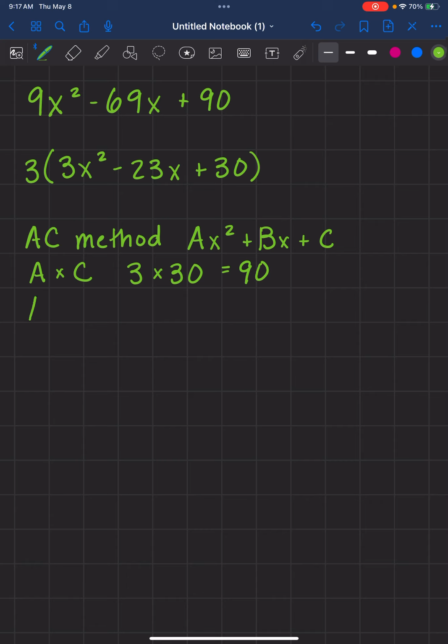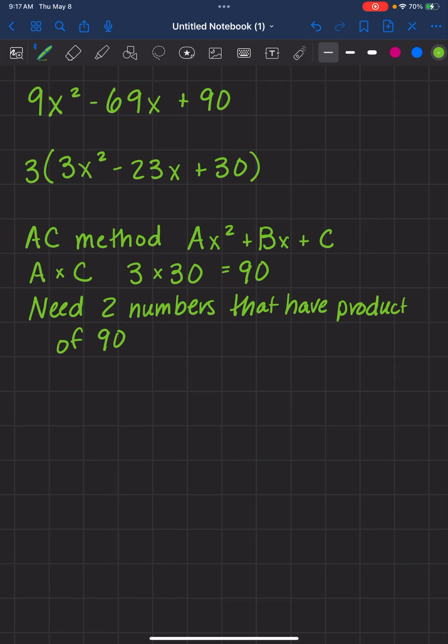So we need two numbers that multiply to 90. And then we need those two numbers to add to our B value, and the B value is negative 23. They must add to negative 23.